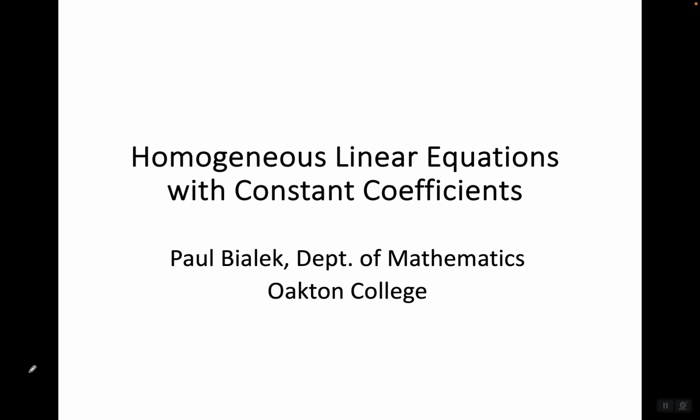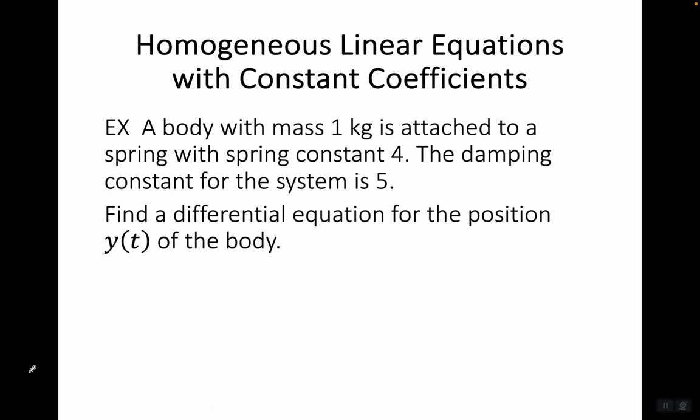Let's talk about homogeneous linear equations with constant coefficients. A body with mass 1 kilogram is attached to a spring with spring constant 4. So again, we have this spring over here, and then there's some mass attached to it. The damping constant for this system is 5, so there might be something to damp down the motion, something like a shock absorber or something called a dashpot.